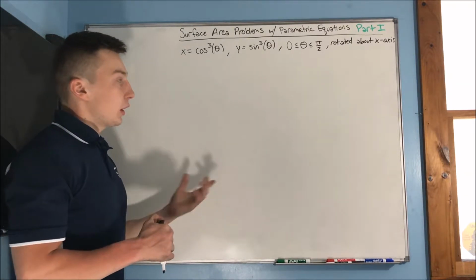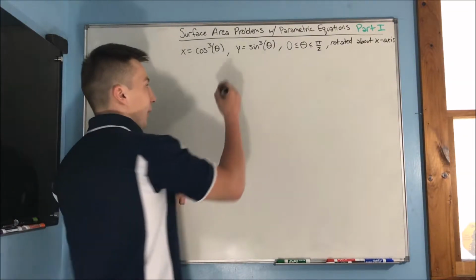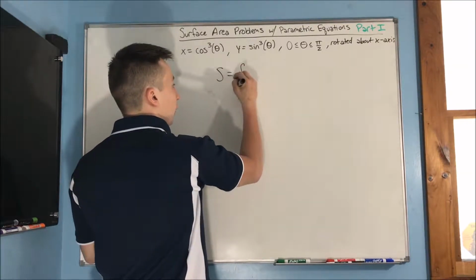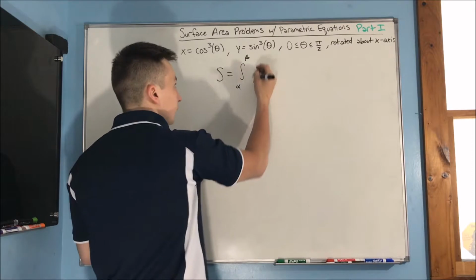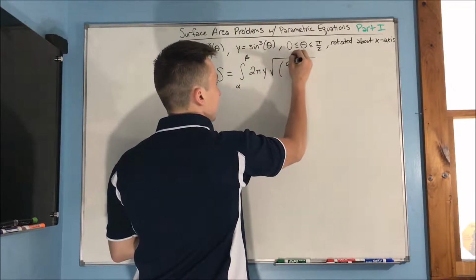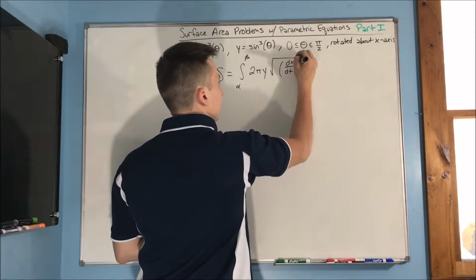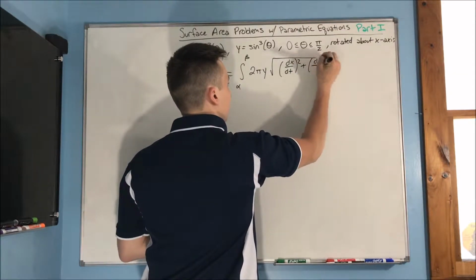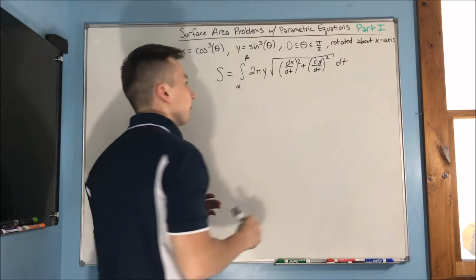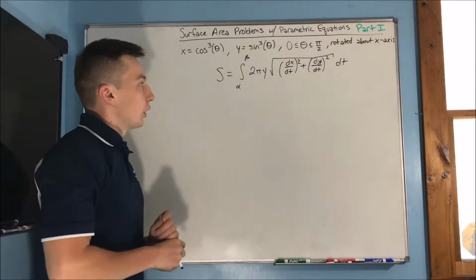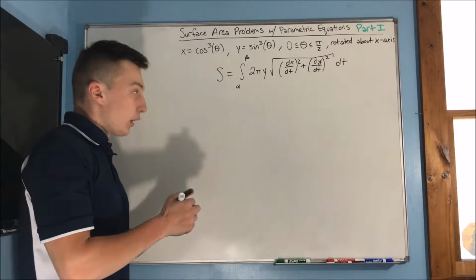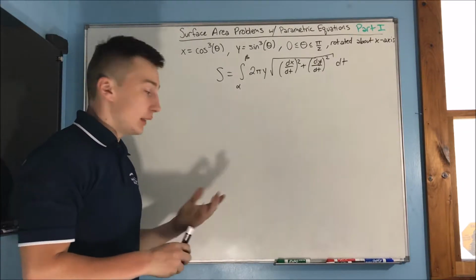So what's our equation here? Well, the surface area equation for when we rotate about the x-axis is the integral from alpha to beta of 2 pi y, the square root of (dx/dt) squared plus (dy/dt) squared dt. Cool. So what do we have to find here to be able to actually do this integral? We need to find dx/dt and dy/dt.